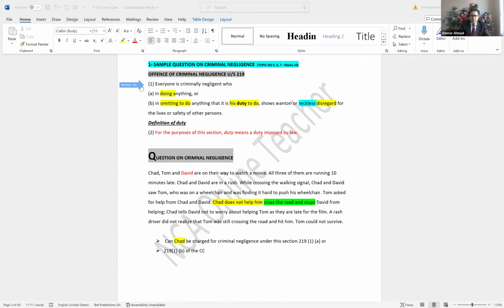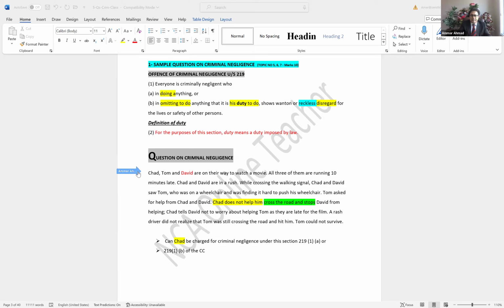This is an actual section from the Criminal Code. It says everyone is criminally negligent who in doing anything, and doing here is the actus reus, or in omitting to do anything that is his duty. So omission here is the actus reus. And what kind of omission? One which should be your duty. If something is not your duty, then you are not omitting it, which means you are not committing the actus reus. So, in omitting to do anything that is his duty to do, shows wanton or reckless disregard for the lives or safety of other persons. Now, what is the definition of duty? For the purpose of this section, duty means duty imposed by law. This is the actual section in the Criminal Code.